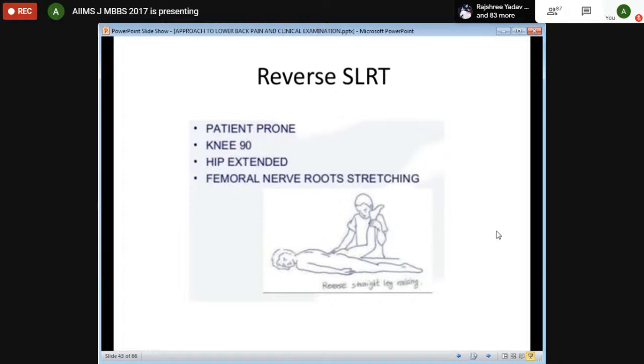Reverse SLRT is nothing but femoral stretch, femoral nerve root testing or femoral stretch test. The patient is in prone position. Now knees are at 90 degrees and hips are extended. In this position, once you extend the hips, you'll find that the nerves are stretched, and the patient having a femoral nerve root pathology will have pain generated in this position. This is reverse SLRT or femoral nerve stretch test.